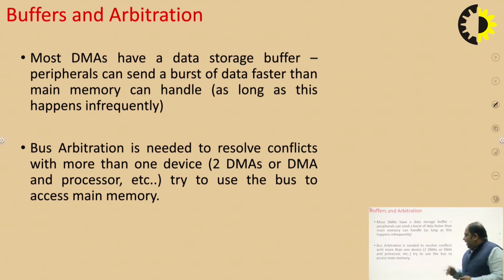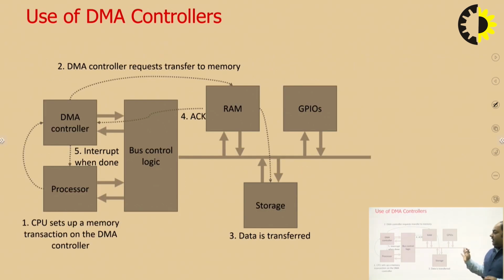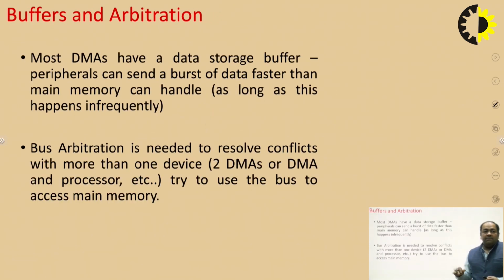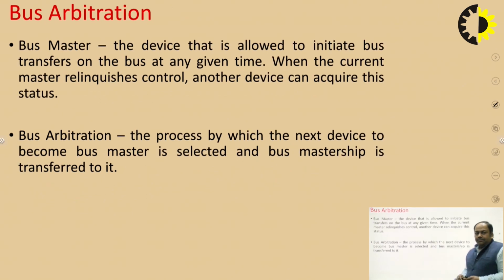So what is bus arbitration? Arbitration means the intermediate. So in this communication, what is the intermediate medium? The intermediate medium is the bus, and the bus might be the data bus or address bus. Okay. So bus arbitration is needed to resolve the conflict when there is more than one device. Each device is connected through a bus.